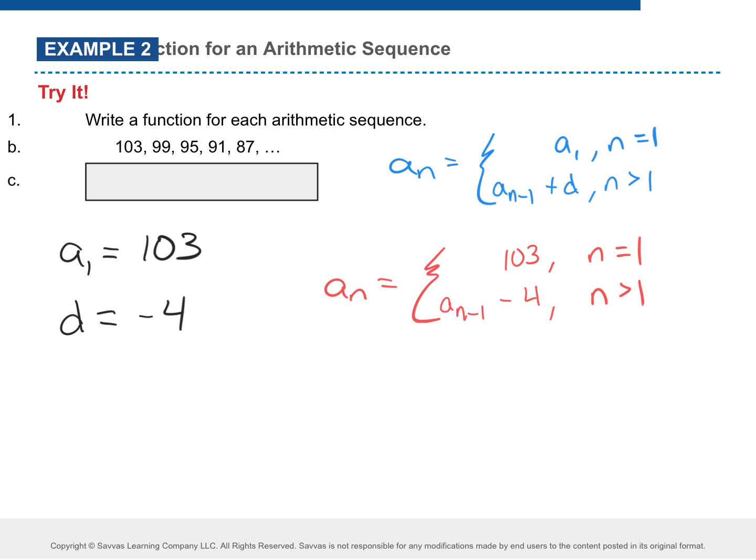Yep. Little hint for you: these intervals will always be that. They will always start at 1, and then it'll always be greater than 1. The only thing that's changing when you write this formula are your first term and your difference, dependent on what those numbers are.